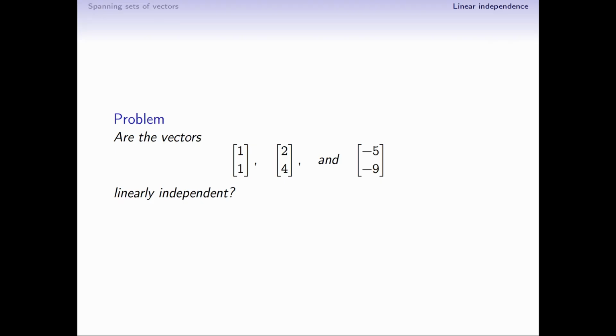So let's work with this concept of linear independence and linear dependence. Here's a collection of 3 vectors in 2-dimensional space, and the question is, are the vectors linearly independent? So let's head over to the document camera and look at the solution to this problem.